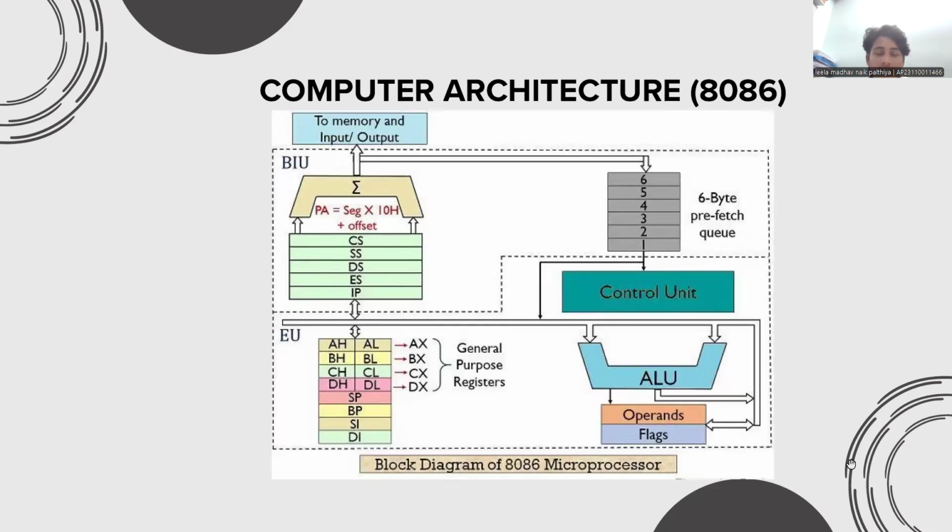In the 8086, here the diagram shows how the BIU and EU work together. BIU fetches instructions and sends them to EU. EU performs operations using registers and ALU. This coordination improves execution speed.